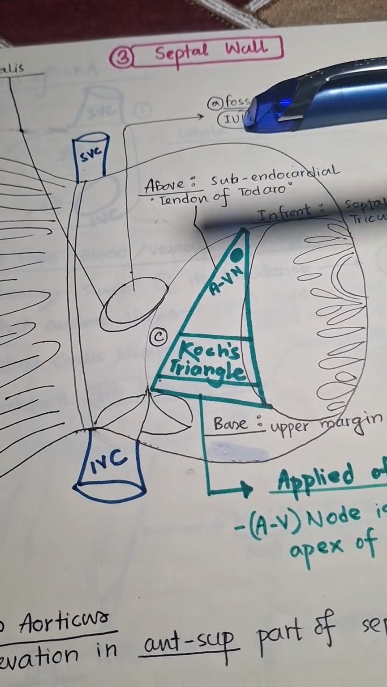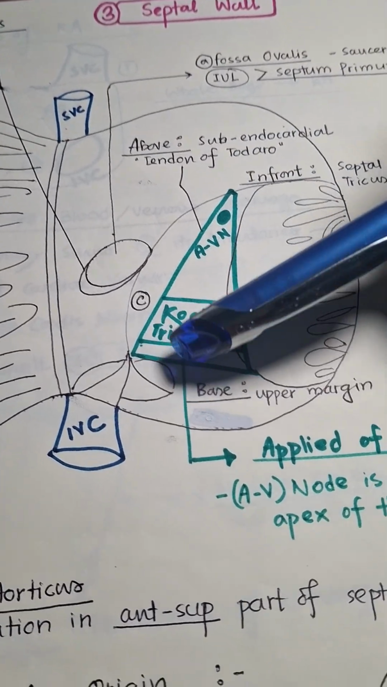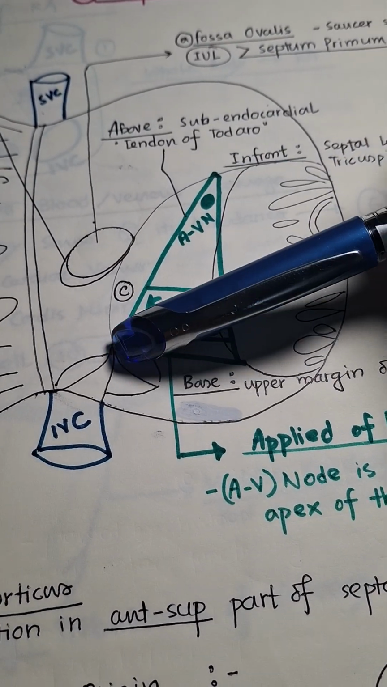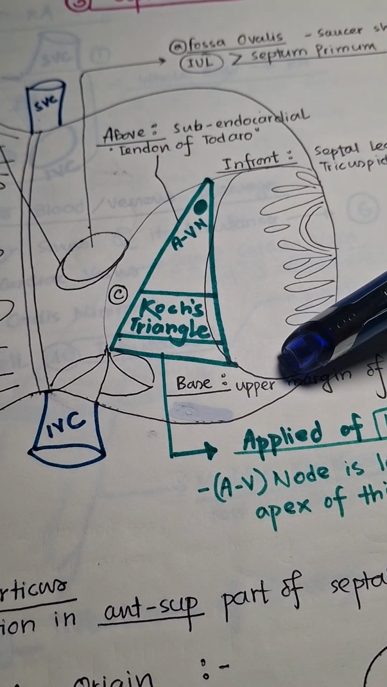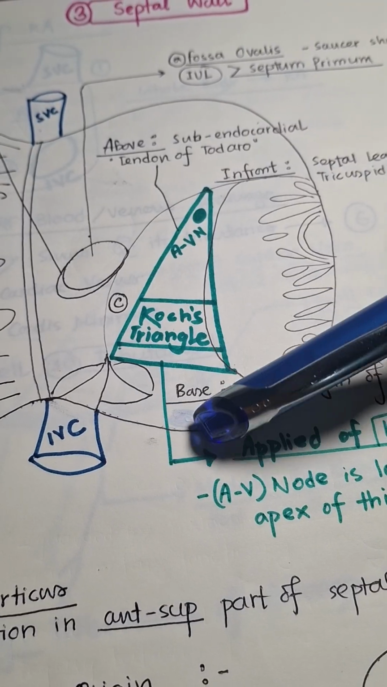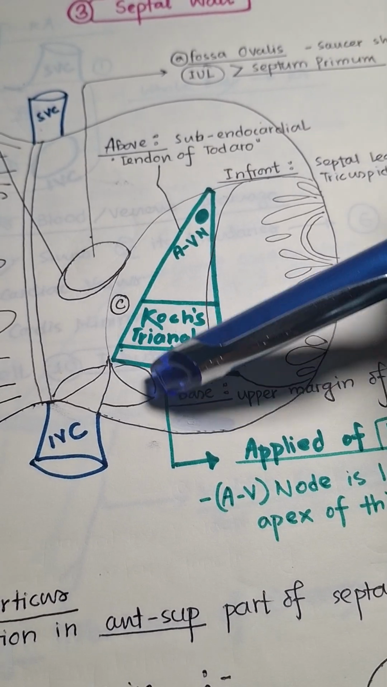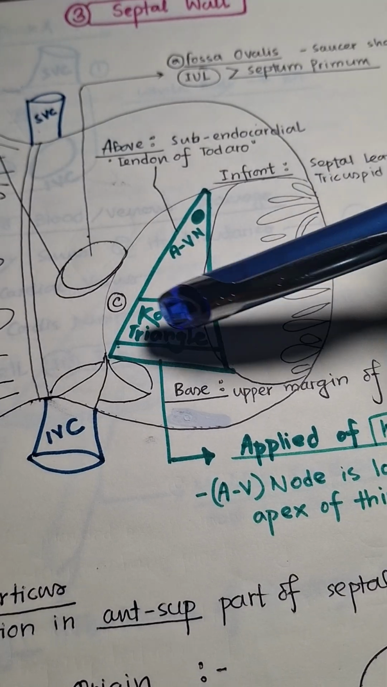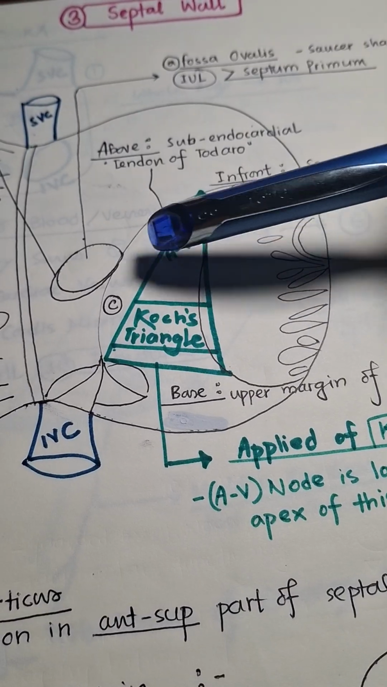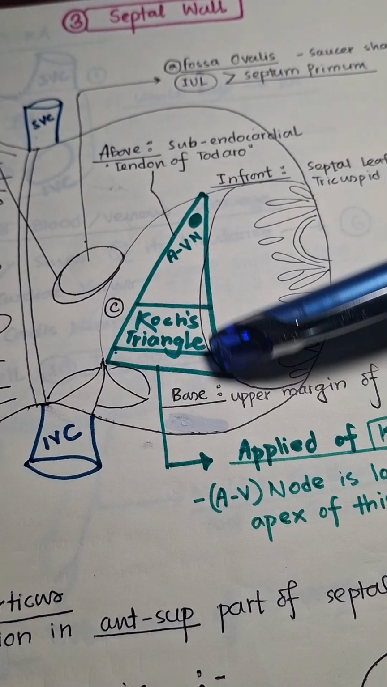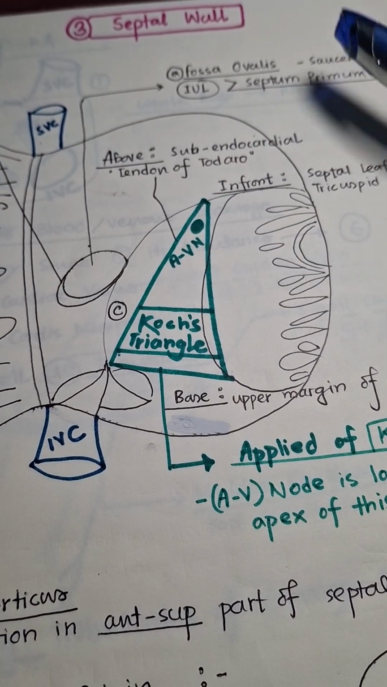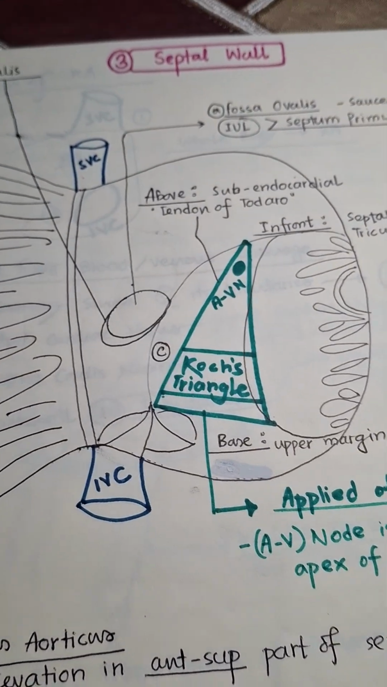Moving forward, there is an important structure, that is the Koch triangle, and at the apex of the Koch triangle, the AV node will be lodged. Just look at the figure, it is very easy to understand. It will also help you in physiology. The base is formed by an imaginary line going from the opening of the coronary sinus. In front there is the septal leaflet of the atrioventricular orifice, and above there is the subendocardial tendon of Todaro, and this imaginary triangle will contain the atrioventricular node at its apex. So this is all about the right atrium.